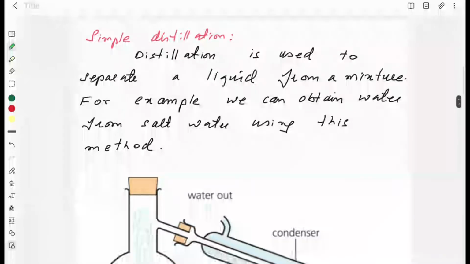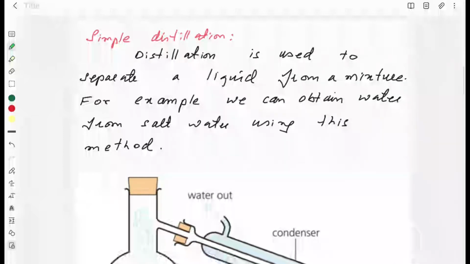Simple distillation. Distillation is used to separate a liquid from a mixture. For example, we can obtain water from salt water using this method.